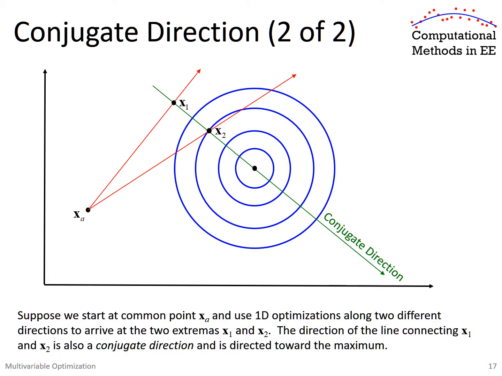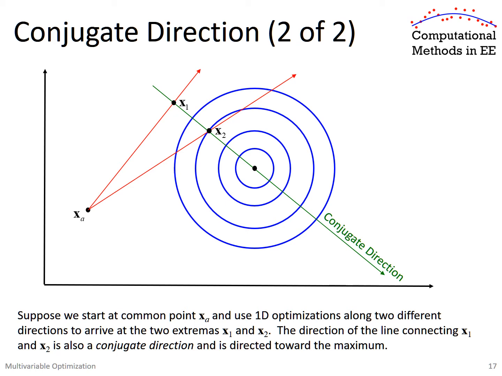There's another way. We could only have one guess, XA, and we pick two directions. And we perform a one-dimensional optimization in the first direction, a one-dimensional optimization in the second direction, and then if we find those two extrema, the line passing through those two points is also our conjugate direction.